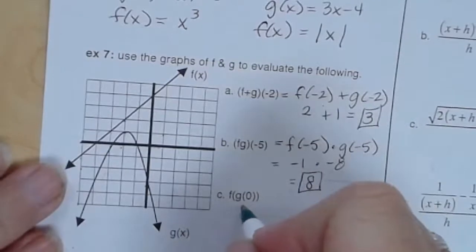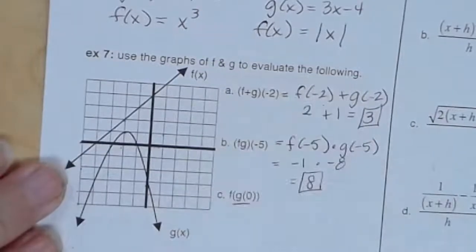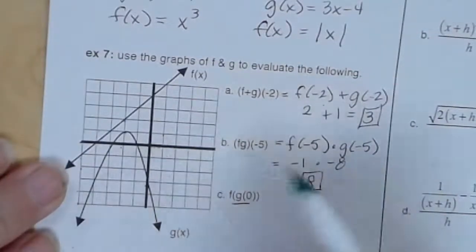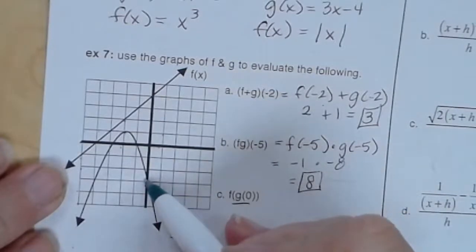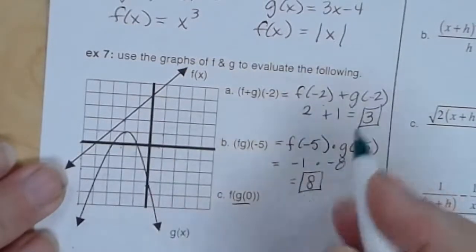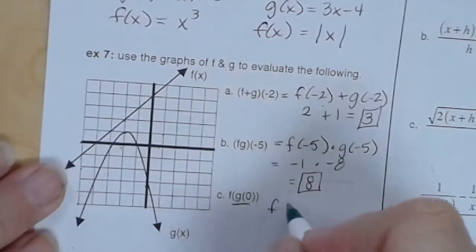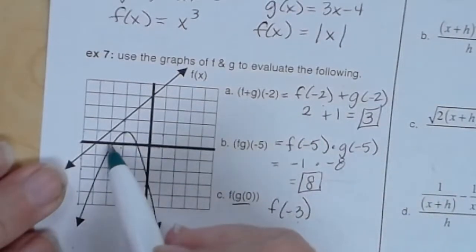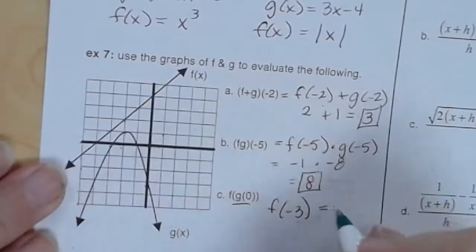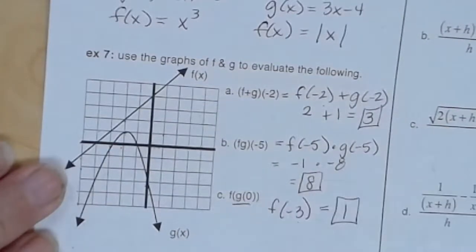So now this one means I find g of 0 first. So when x is 0 on the g graph, 1, 2, 3, where am I going to hit it? I'm going to hit it at negative 3. And then when x is negative 3, my f graph, where is my y value? 1. And that would be your final answer for that.